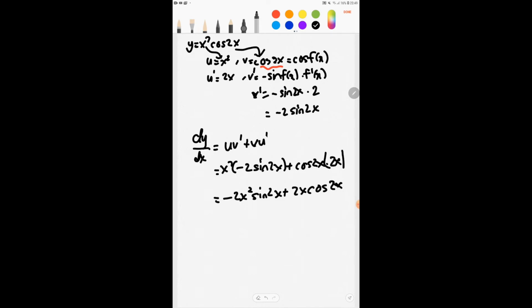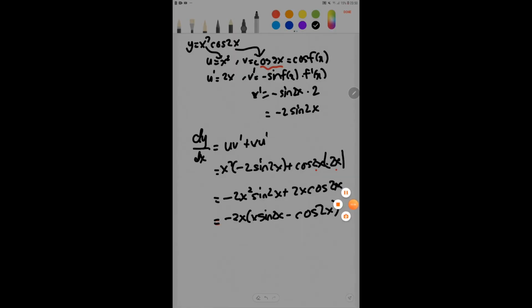So please bear in mind, we cannot multiply this x to x. It is two different things. So we need to write it as 2x cos 2x. After that, we still can simplify it by taking out the factor of negative 2x. So if we take out the negative 2x factor, it becomes negative 2x times (x sine 2x minus cos 2x). So this is the dy dx for this question.